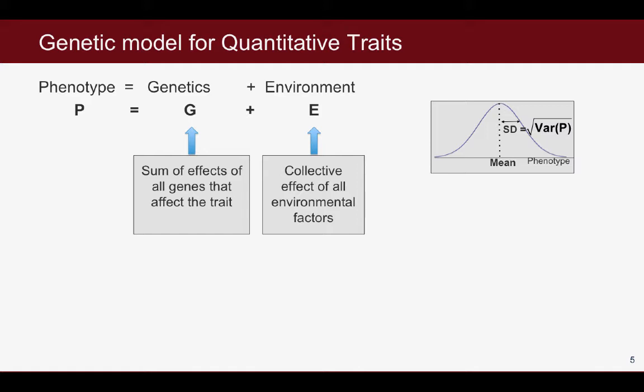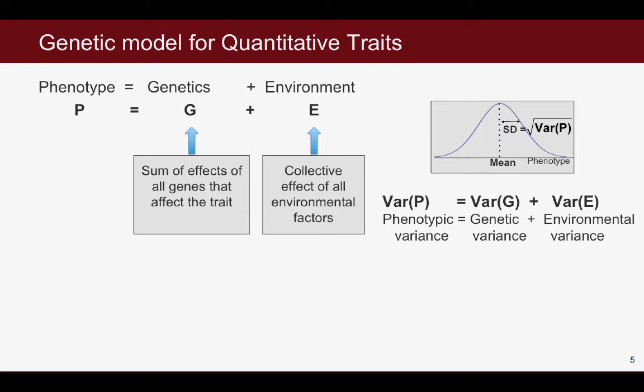Note that this phenotypic variance is the result of variance in genetic values among individuals, in other words, the variance of G, and variance of environmental effects or the variance of E. Assuming that genetic and environmental effects are independent, this results in the variance of phenotypes or the phenotypic variance to be the sum of the variance of genetic values and the variance of environmental effects.